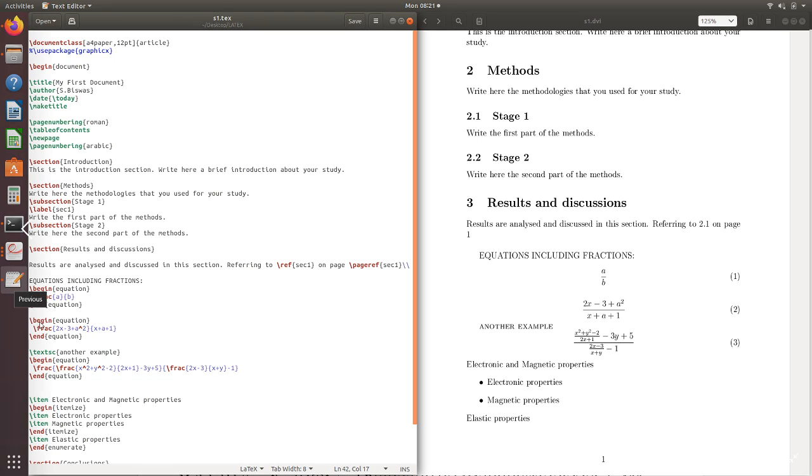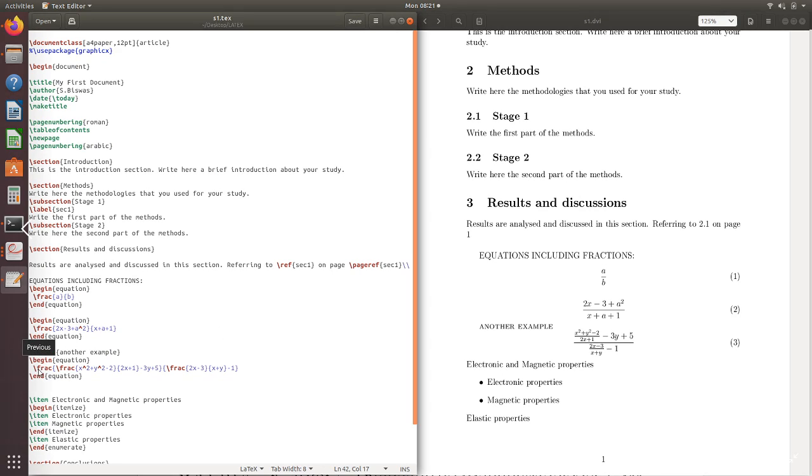Another example is here, and in this example see here frac, and within this pair of curly brackets we have written 2x minus 3 plus a hat 2. That means 2x minus 3 plus a square is the numerator, that is here. And then x plus a plus 1 is the denominator, that is here, x plus a plus 1.